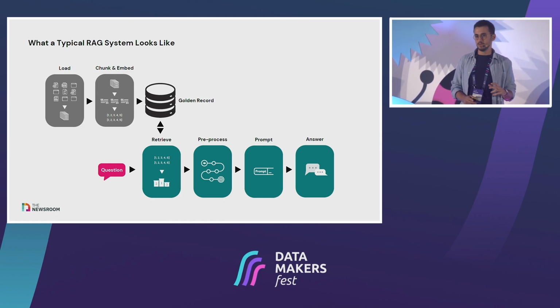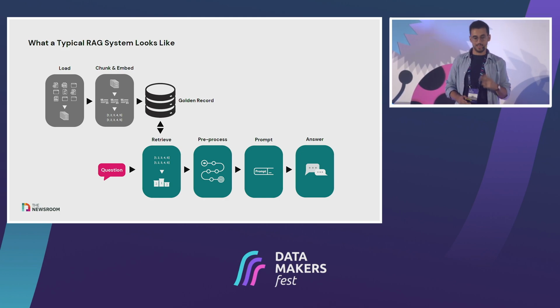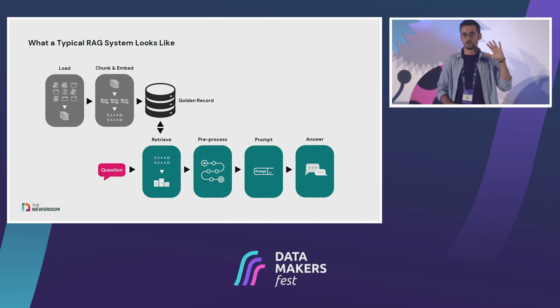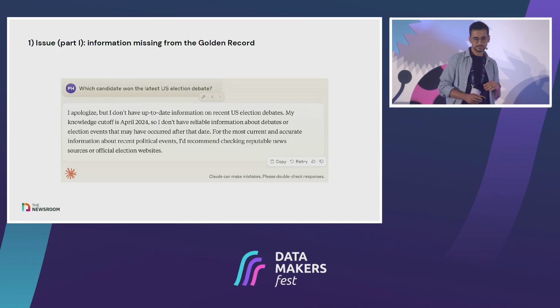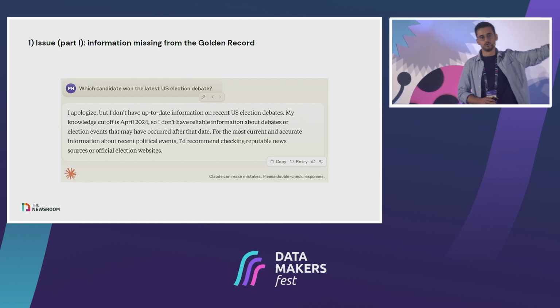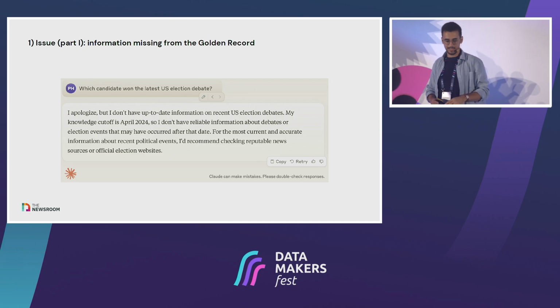Now, when we implemented our RAG system, we went into a few different roadblocks that I want to talk to you about. And we explored a few different strategies to overcome those issues. And so I'm going to go through 5 big roadblocks that we faced and what we did. And the first one is, imagine that you ask a question and the information you need is not in the golden record in the first place. So you don't have that information available in your database.